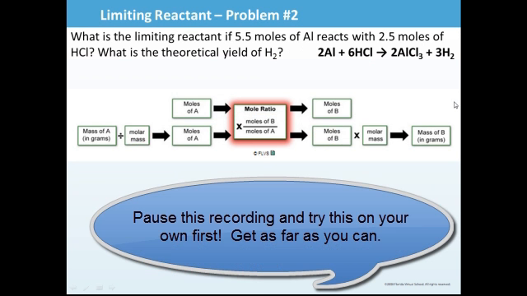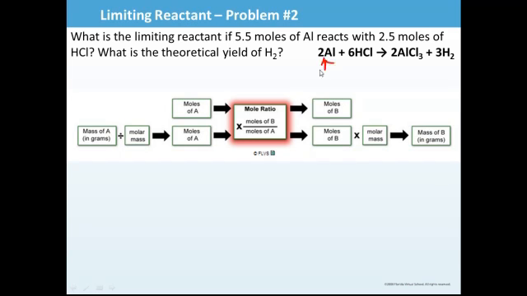Okay, here's problem number 2. What I would like for you to do is go ahead and pause this recording, try this problem, get as far as you can, and then hit play to see how it works out. Welcome back. We see that I have 5.5 moles of aluminum reacting with 2.5 moles of HCl, and it's asking what is the theoretical yield of hydrogen. So when the problem just asks for theoretical yield, that means grams. Just keep in mind, theoretical yield usually means grams.